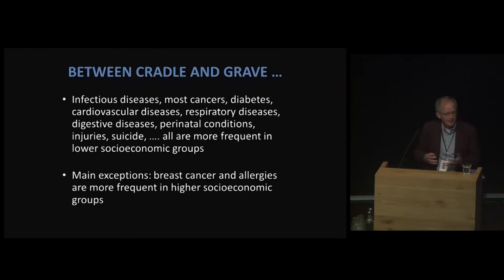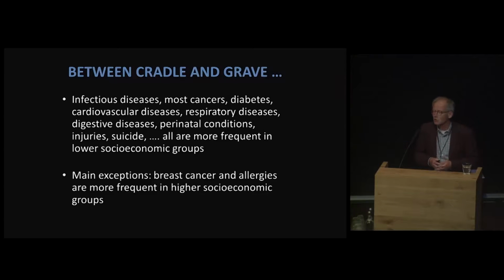And the fact that people with a lower level of education die younger and have more years with disability or chronic illness than people with a higher level of education is due to a higher rate of occurrence of almost all specific diseases. This is a really amazing thing, that whatever disease you look at, it is more frequent among people with a lower level of education or a lower level of income or a lower level of occupation.